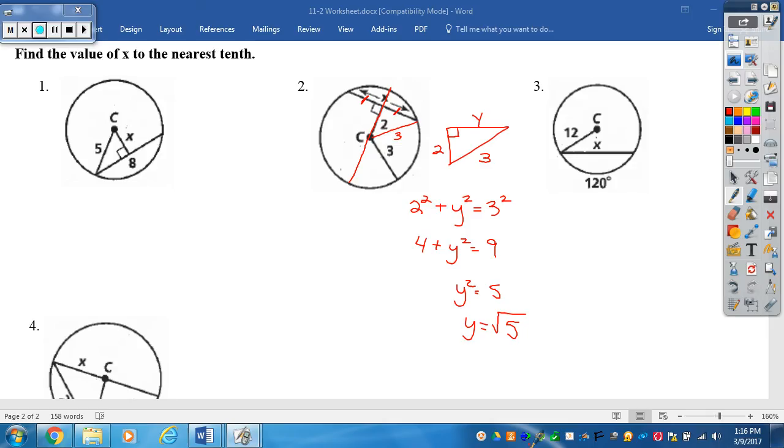Now, x is twice the length of y. So if I plug in the y right here, there's my value of x. Okay? All right. Now, for number 3, I want to figure out what this length is right here. You can do it in one of two ways, actually.